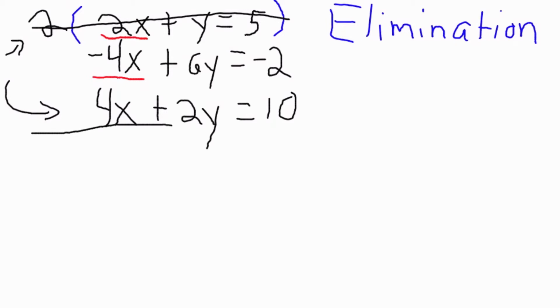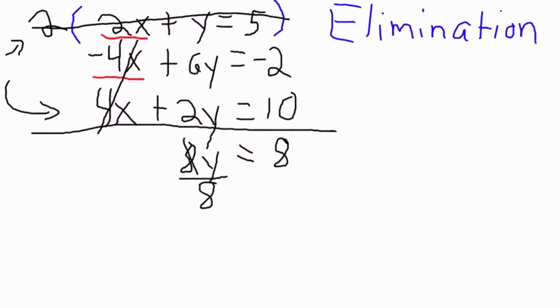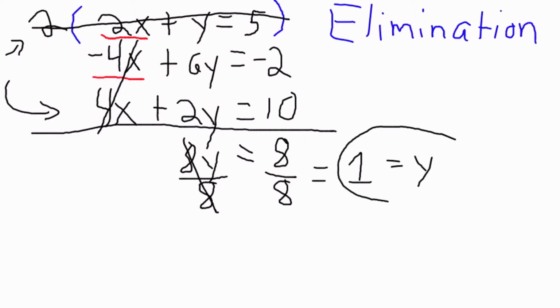What happens if we add these two equations? Negative 4x plus 4x, they cancel out. Then we continue. 6y plus 2y is 8y. Bring down the equal sign. Negative 2 plus 10 is 8. Now all we have to do is solve for y, and we do that by dividing by 8 to cancel this 8. 8 divided by 8 is 1. That means that our y is equal to 1.